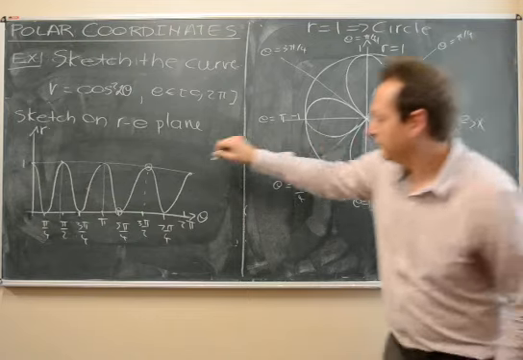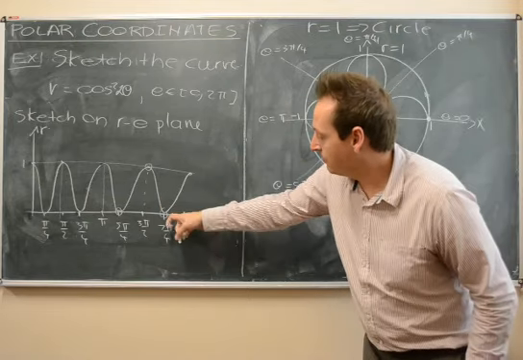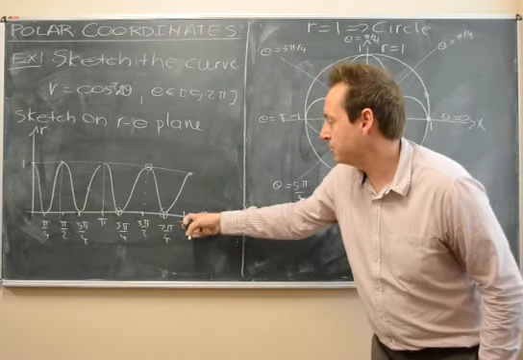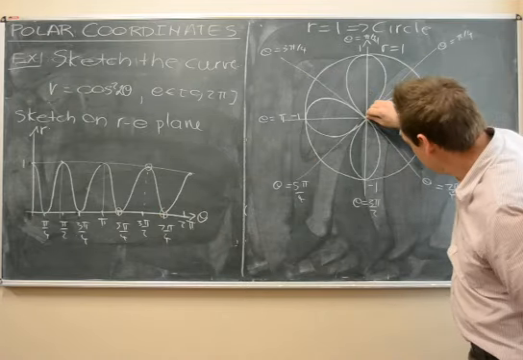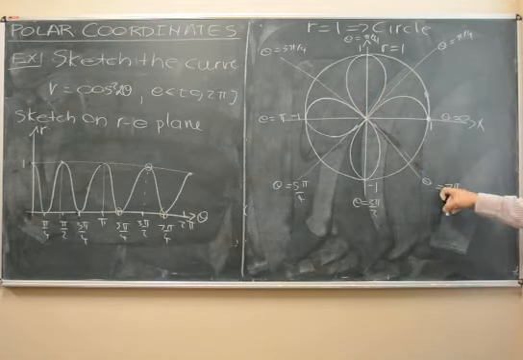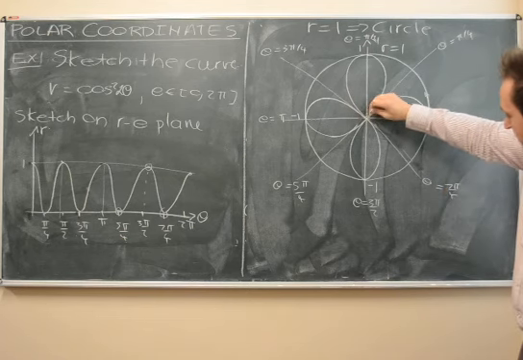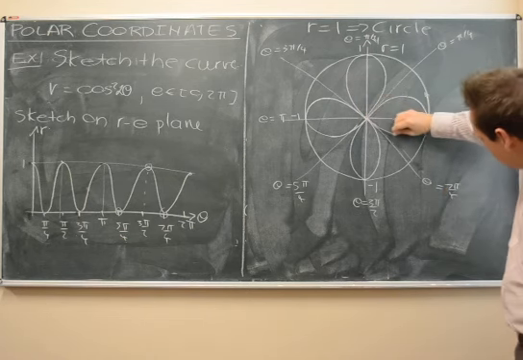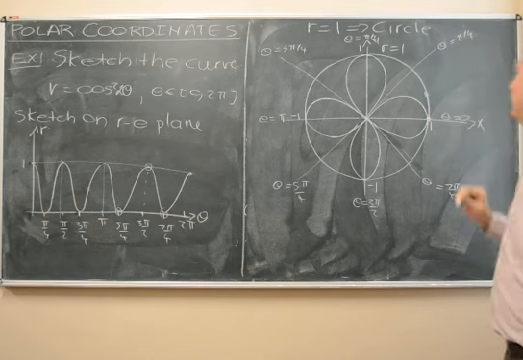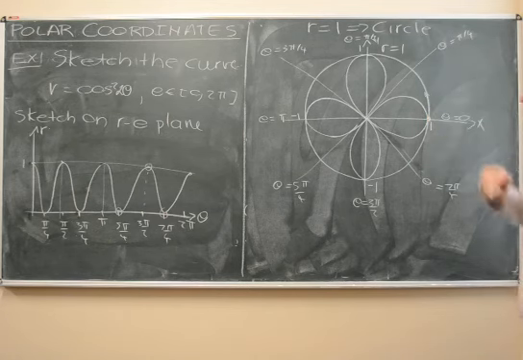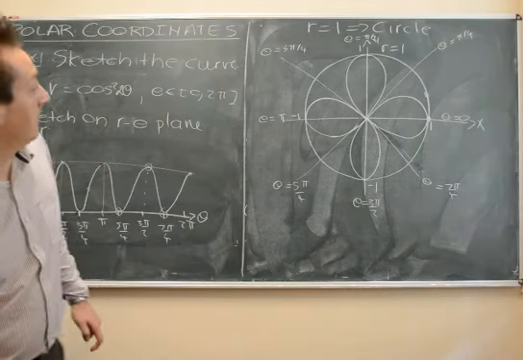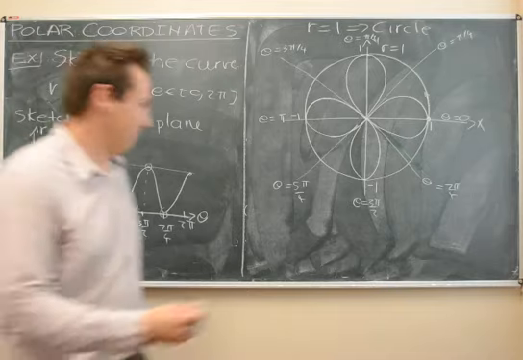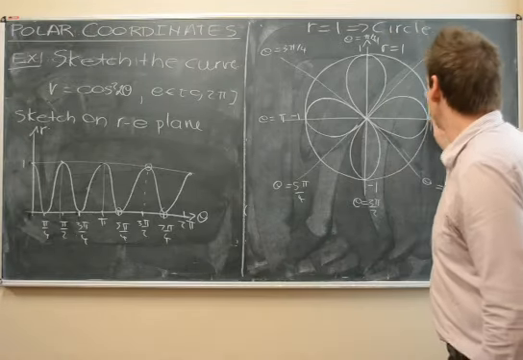And then theta increases from 7 pi over 4 to 2 pi, r increases from 0 to 1. So we start at theta equals 7 pi over 4, r is equal to 0, and we increase, go back to theta equals 2 pi, r equals 1. So this curve is a 4-leaf clover. It's lucky, isn't it?